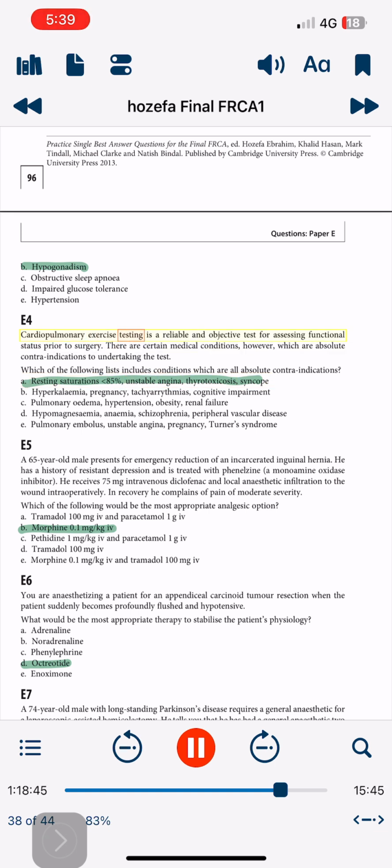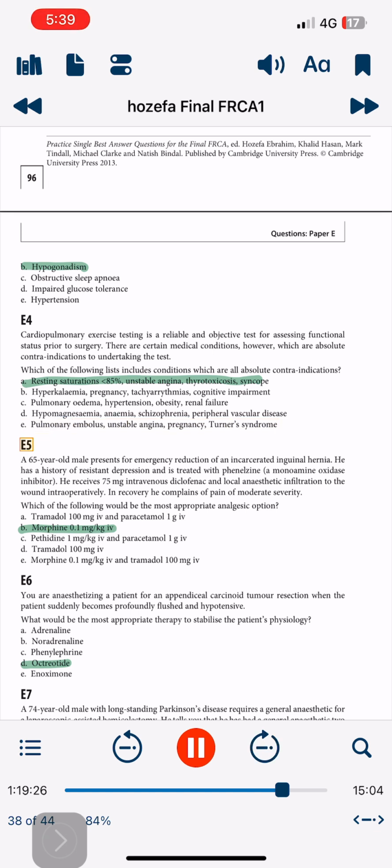Cardiopulmonary exercise testing is a reliable and objective test for assessing functional status prior to surgery. There are certain medical conditions, however, which are absolute contraindications to undertaking the test. Which of the following lists includes conditions which are all absolute contraindications? A. Resting saturations less than 85%, unstable angina, thyrotoxicosis, syncope. B.